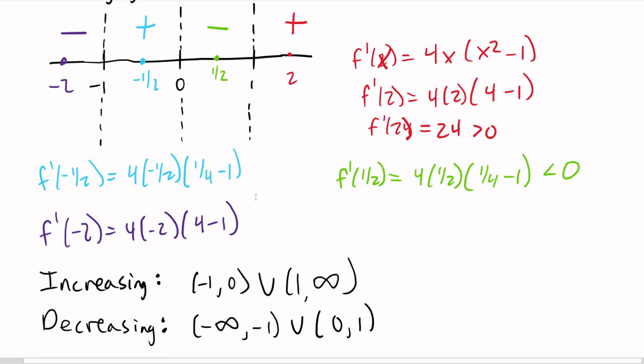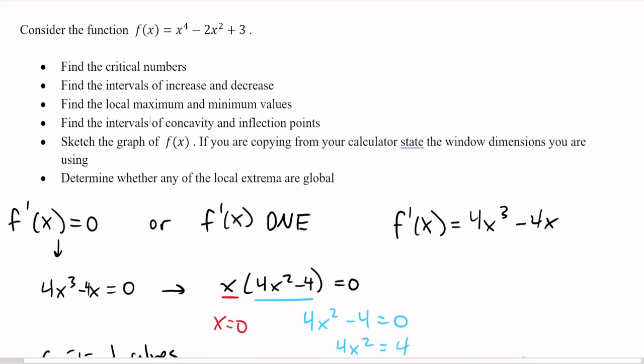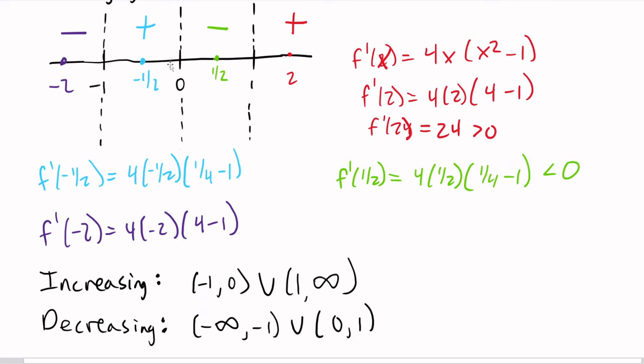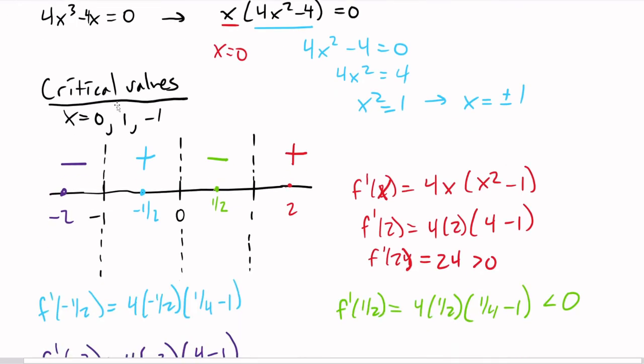Done. We've got our critical numbers. We've got our intervals of increase, decrease. What about local maximum and minimum values? Oh, we got to do all this extra work, right? No. What did we say about these critical values? There's going to be a max or a min there possibly.